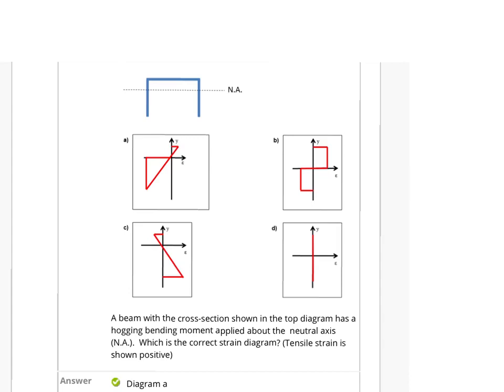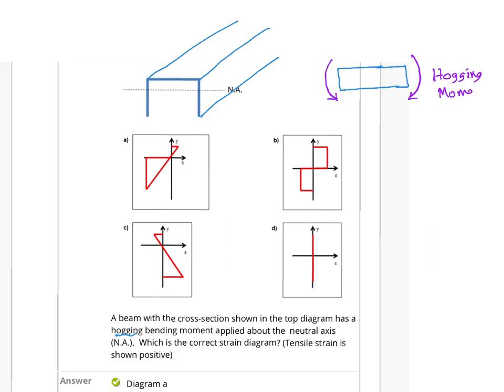So in this case, the cross section is shown for the beam. The beam might look like something going along these directions, this way. You are applying a hogging bending moment, as shown here. So what is a hogging bending moment? If the beam section is like this, a hogging moment would be something like this. So this is a hogging moment.